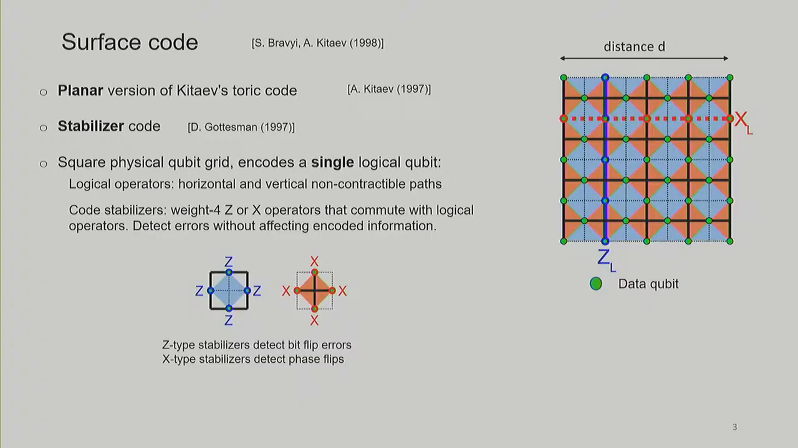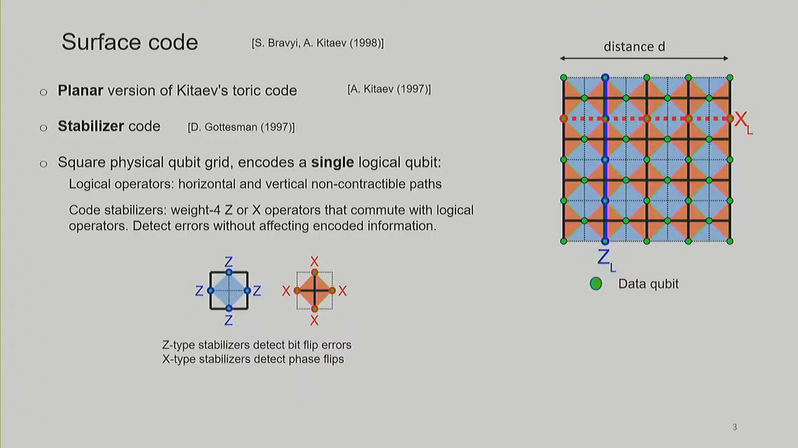This is a stabilizer code, which means that we have many physical qubits to encode, in this case, a single logical qubit. And the extra redundancy provided by the physical qubits is used to create a set of operators, which are called stabilizers, which are many-body operators that we can measure. And if an error happens, these operators will be flipped. And depending on the measurement outcomes of these stabilizers, we can apply a correction so that no logical error happens.